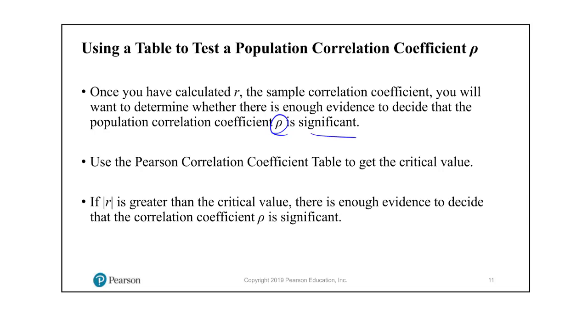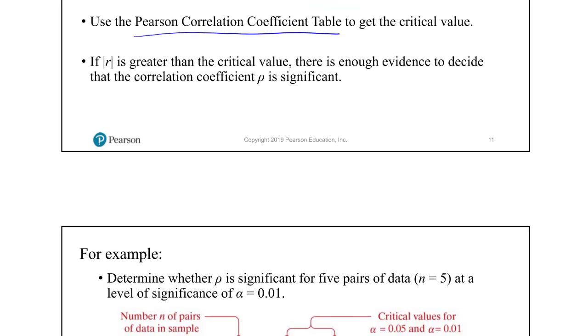Okay, so what we have available to us is a Pearson correlation coefficient table that's going to give us a critical value. And if our R is bigger than that critical value in absolute value, because we're talking about the strength of it, then we will be able to say that there is enough evidence that the correlation coefficient rho is significant. So that's the conclusion we're trying to make. All right, so let's take a look at an example.